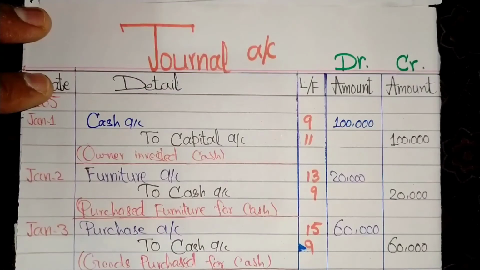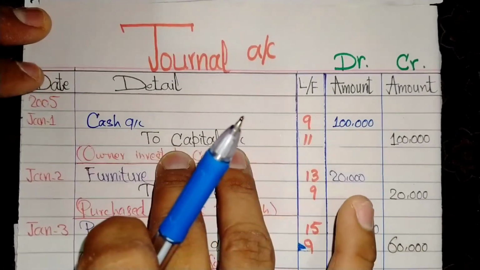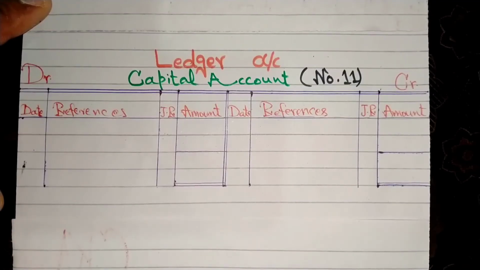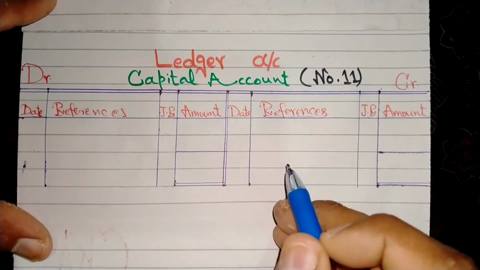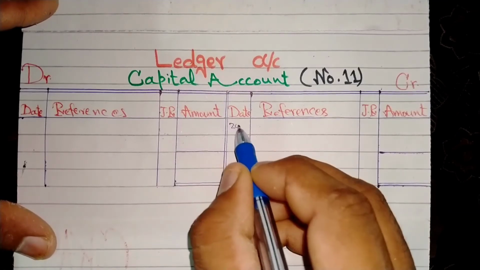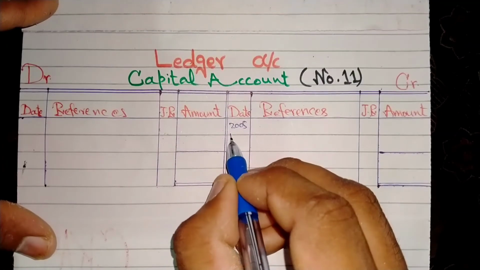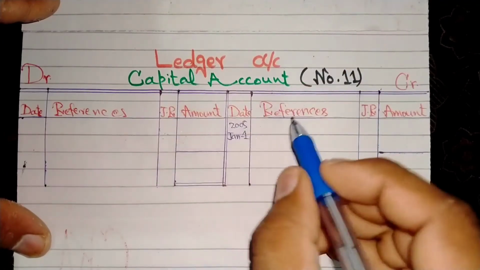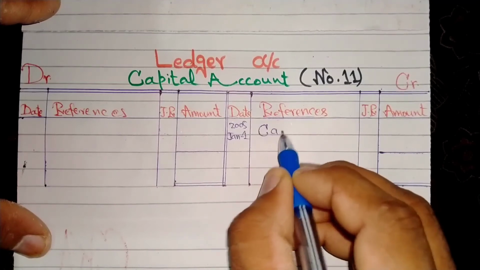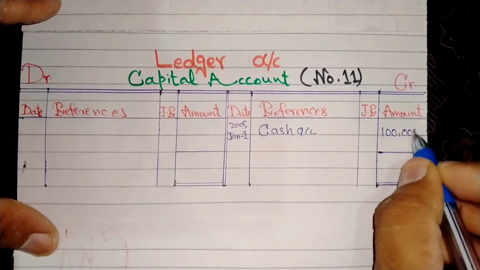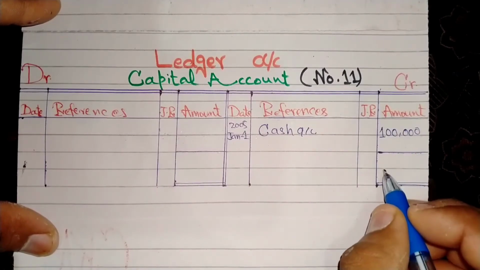Okay. So the capital account exists in the first journal entry, which is cash to capital. Okay, owner invested cash into the business. So the capital account is credited by cash account because cash to capital. So capital account, now first we enter the date which is year 2005. Transaction date is Jan 1st. So capital account credit by cash account with amount 100,000 rupees.